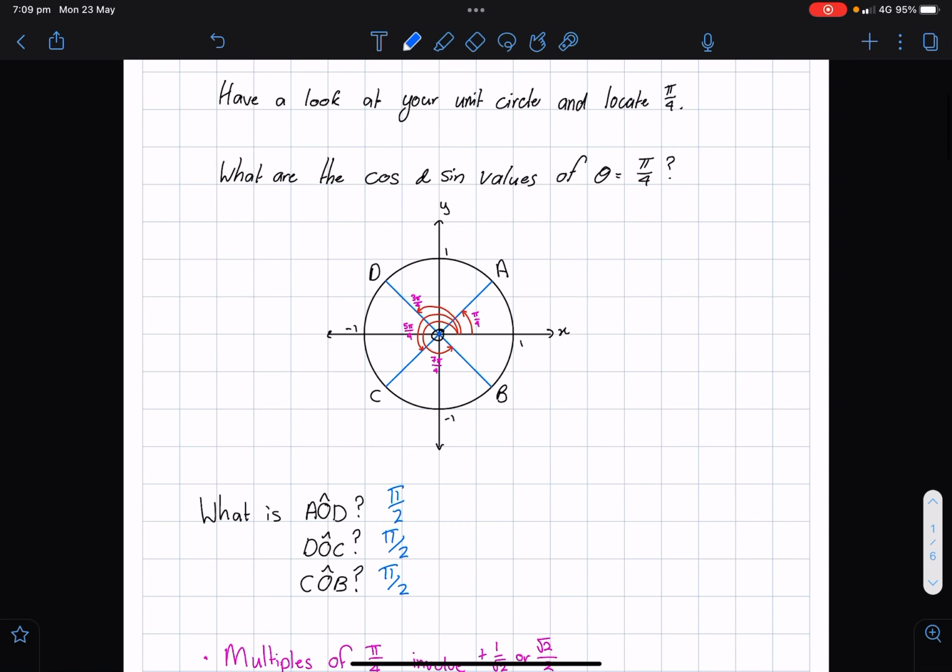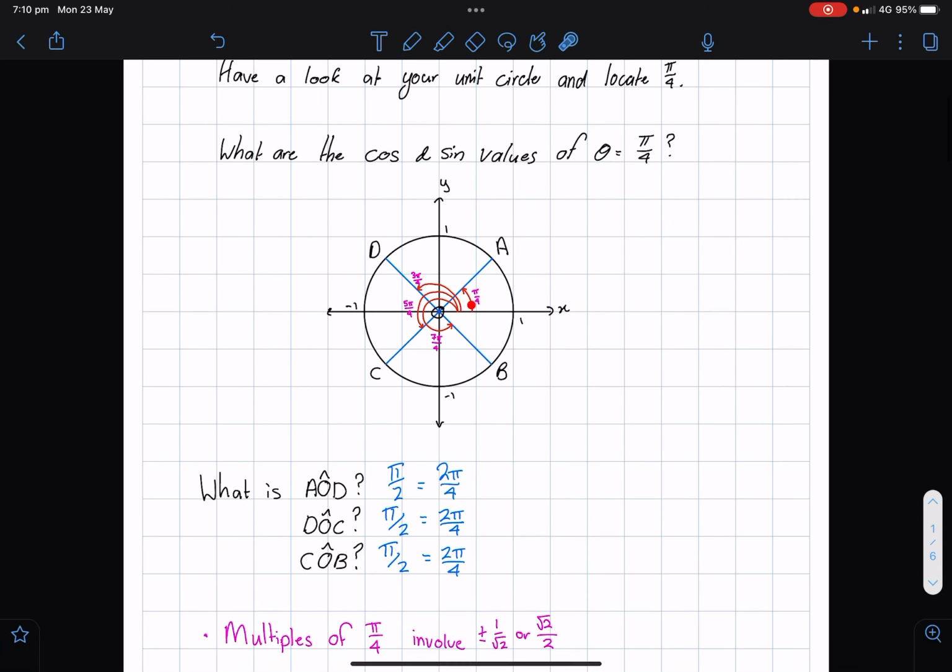Now because we're looking at multiples of pi on 4, if we're converting this to have the same denominator as pi on 4, they're all equal to 2 pi on 4. Alright, and that is what we add. So if I have pi on 4 here and we're adding 2 pi on 4, we get 3 pi on 4. If adding another 2 pi on 4 to that, we get 5 pi on 4, and so on until we get to 7 pi on 4.